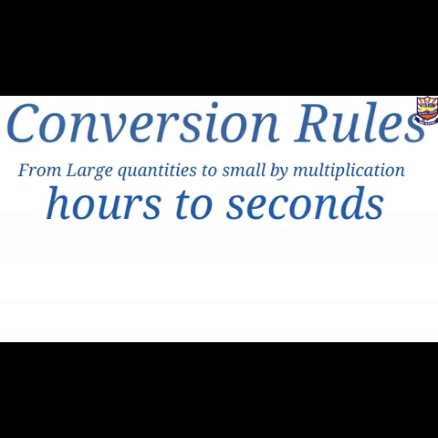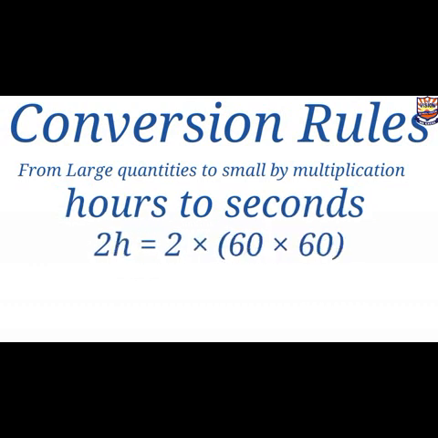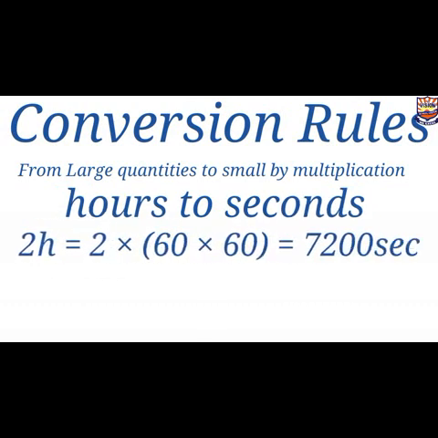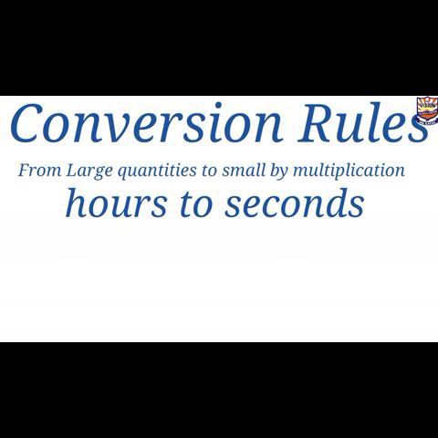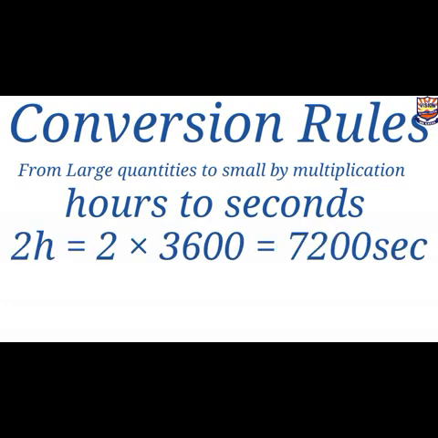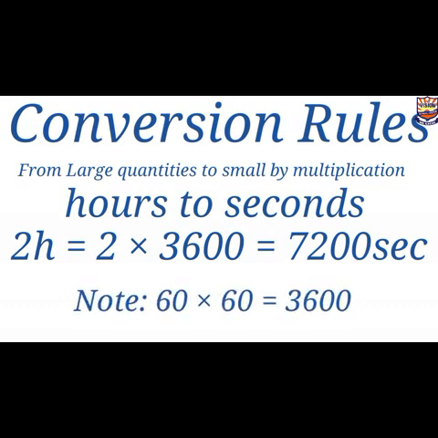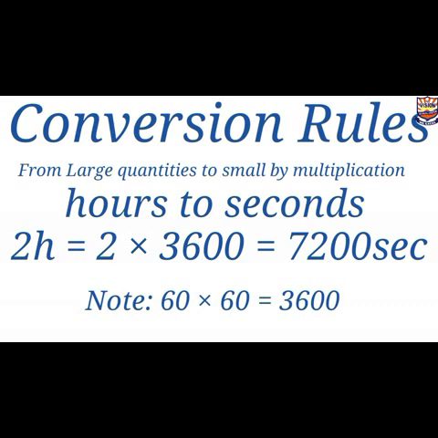Conversion of hours into seconds. To convert 2 hours into seconds, you have to multiply 2 with 60 into 60, or you can use a good rule instead. Multiply 2 with 3600, then the answer will be equal to 7200 seconds.